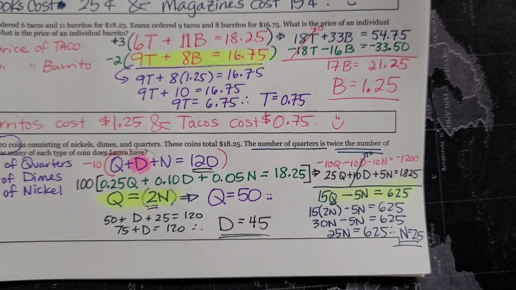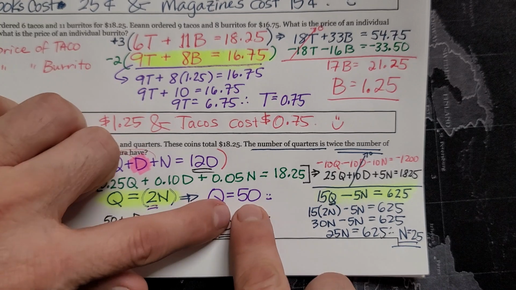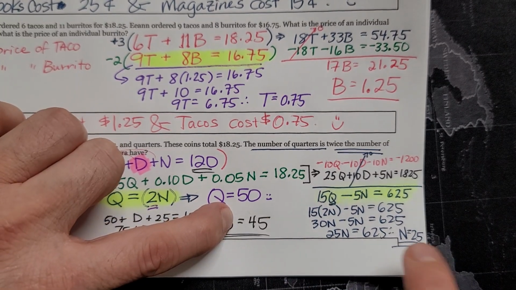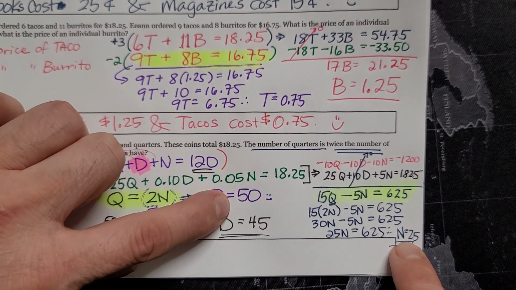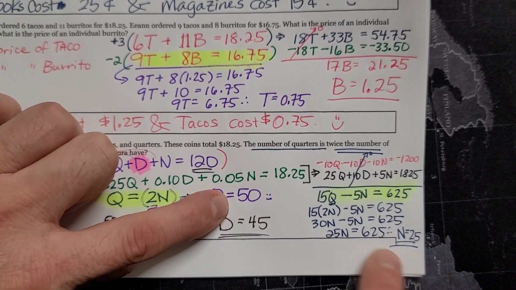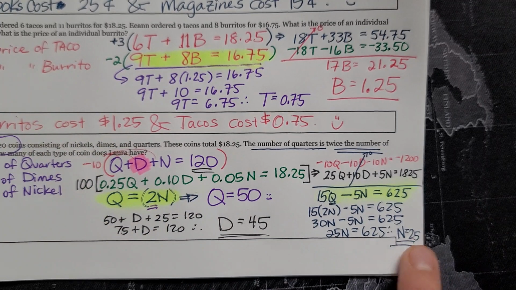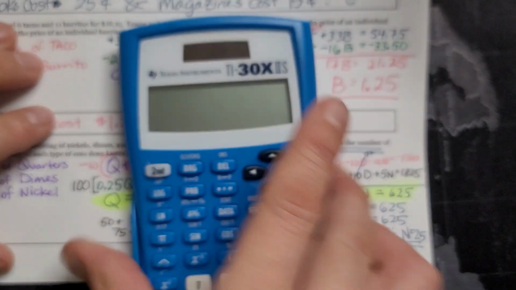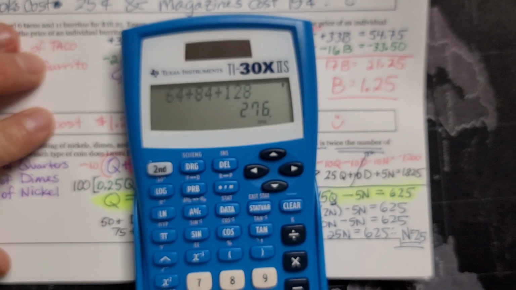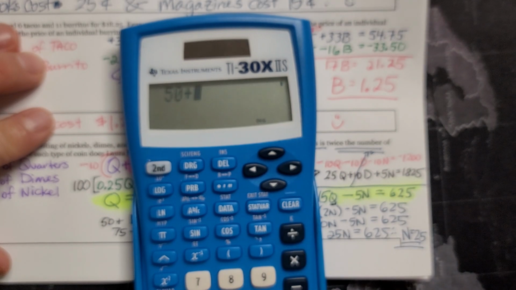Now, quick math check. Are there twice as many quarters as nickels? Yep, 25 nickels, 50 quarters, twice that. If I add up just their numbers, 50 plus 45 plus 25, 50 quarters plus 45 dimes plus 25 nickels, that equals 120 coins.